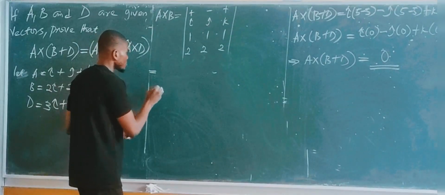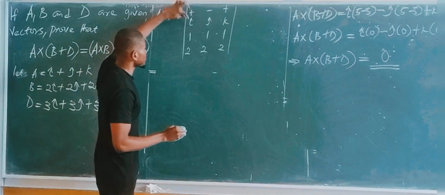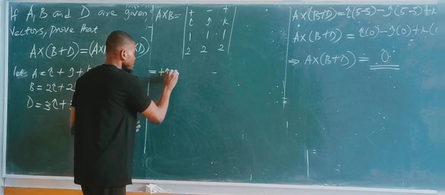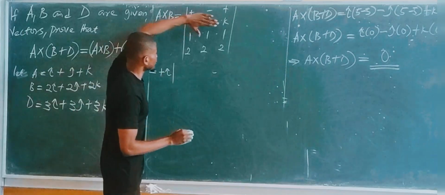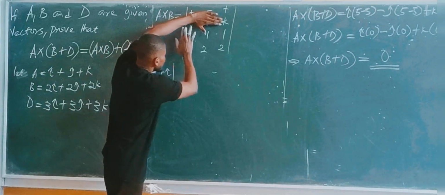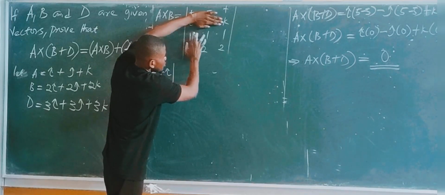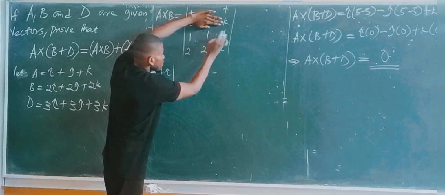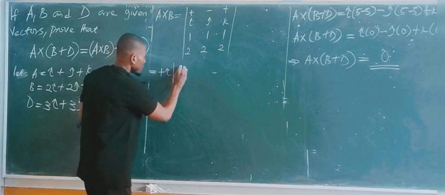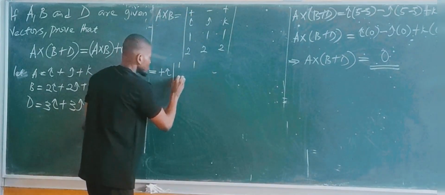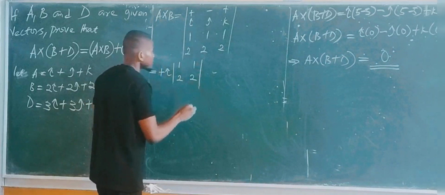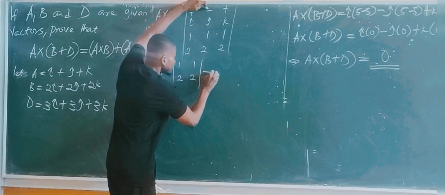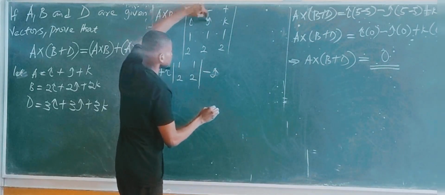This is now equal to, so starting with i is positive. So you simply have plus i. And since we are on that column, simply block the row of i and the column of i. We are left with what? 1, 1, 2, 2. So we have 1, 1, 2, 2. Next, after positive, we have negative. So we have negative j. That is column j, which is this.